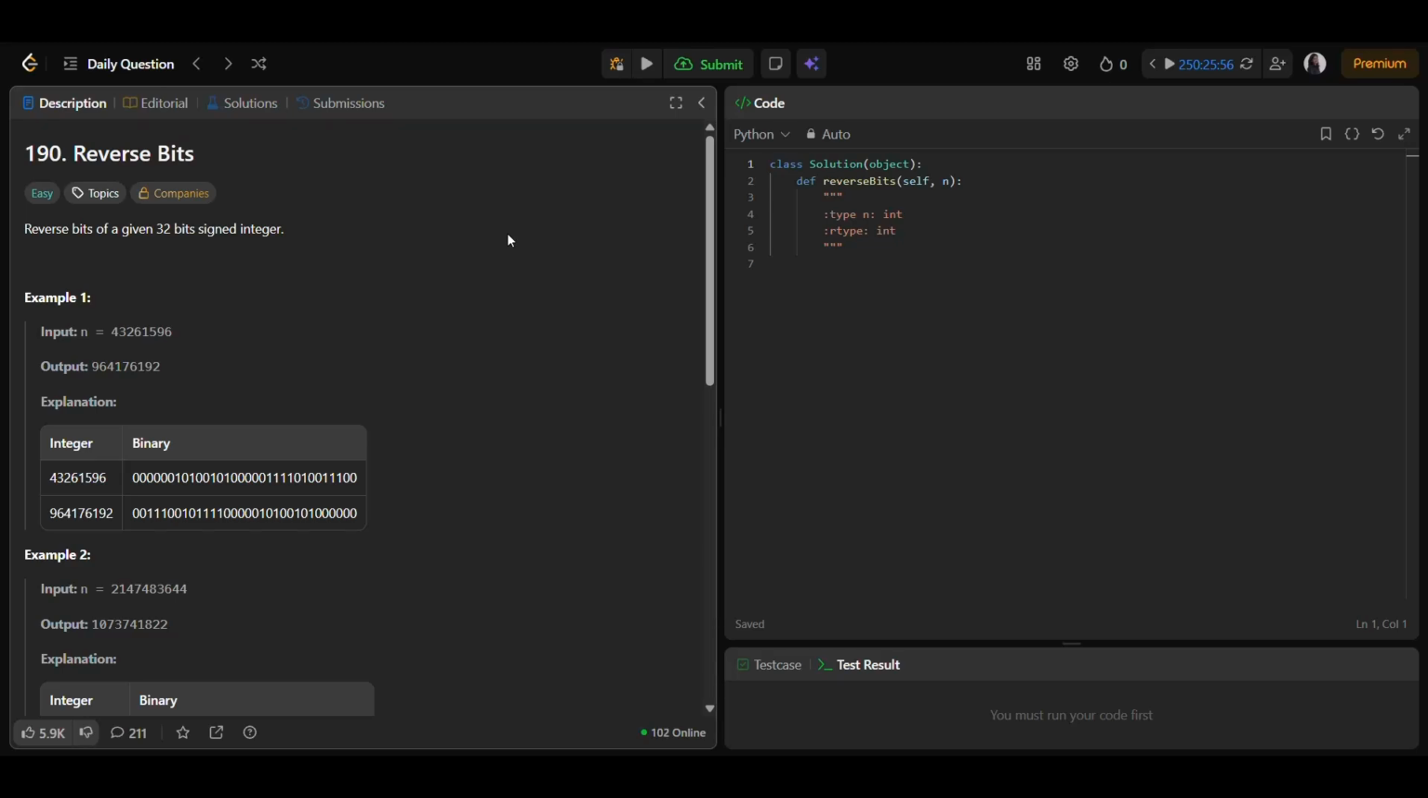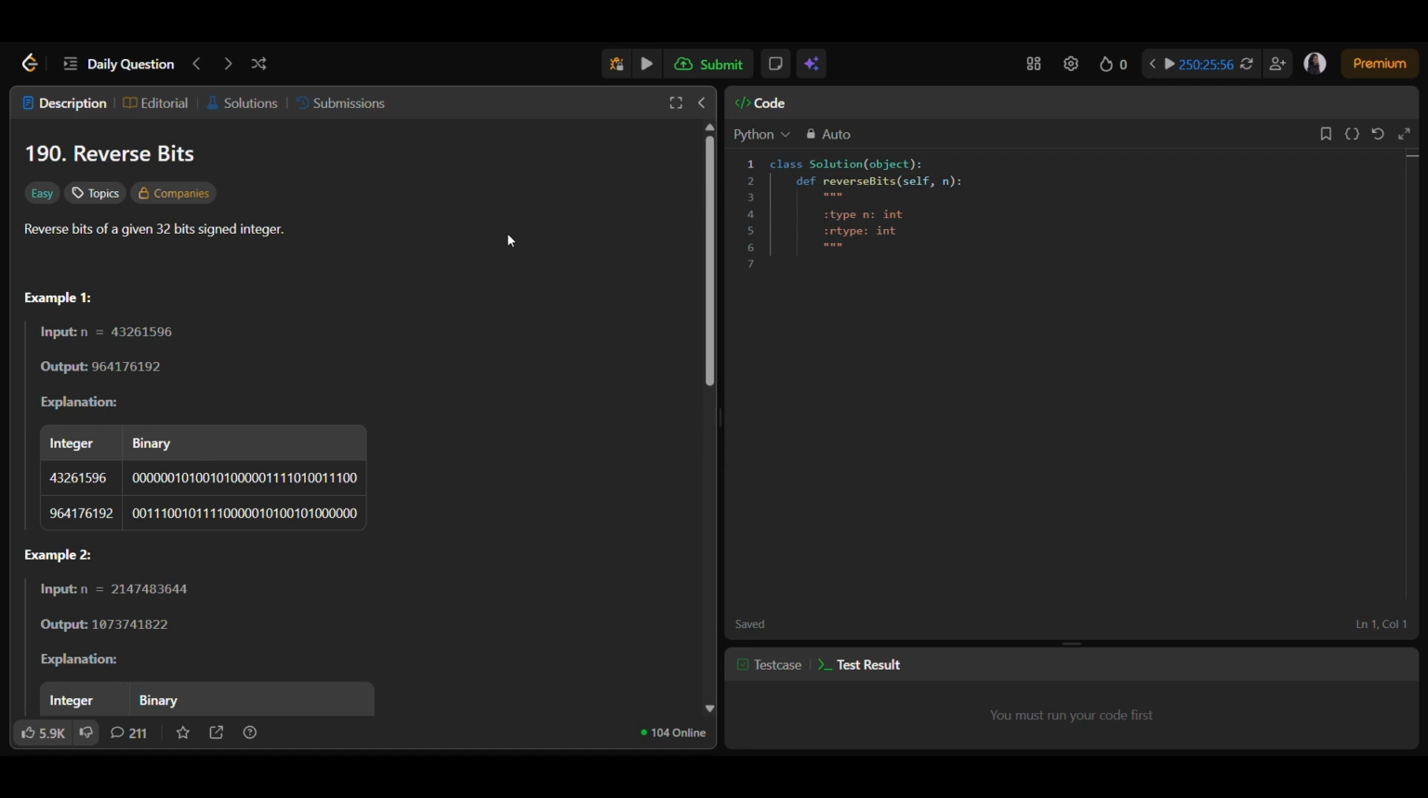Today we are solving Leetcode problem number 190, reverse bits. We will be given a 32-bit integer which we have to reverse the bits of and then return the integer. We have to remember that this is a 32-bit integer. Even if the number is small, internally it is represented using 32 bits.